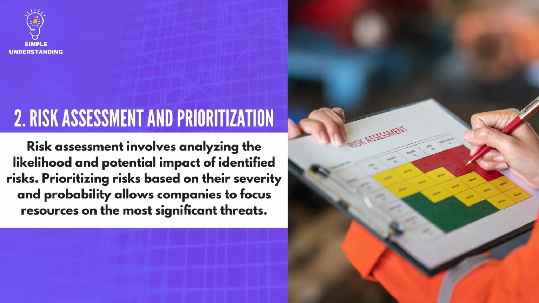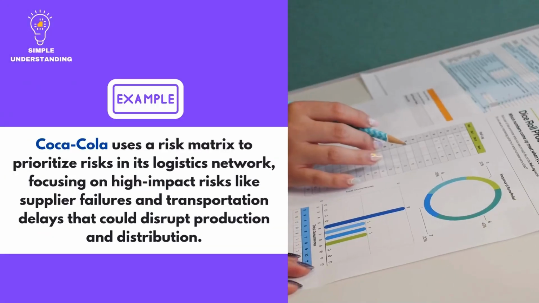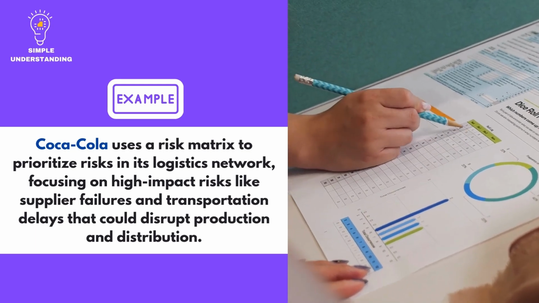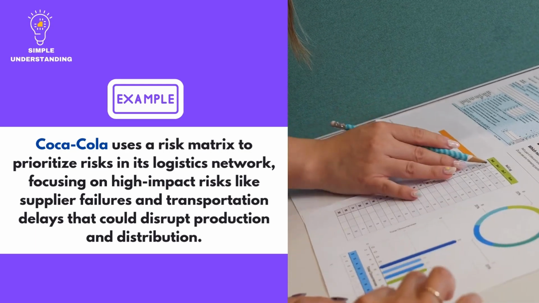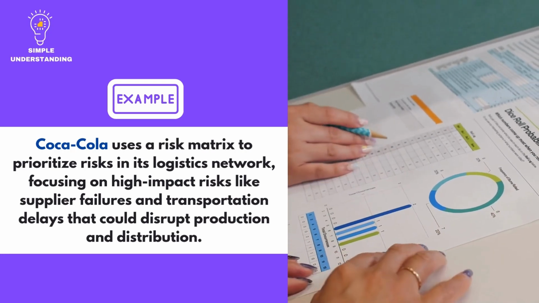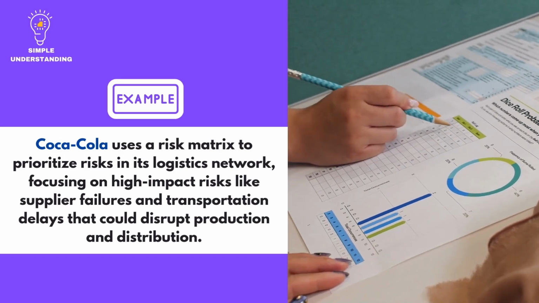2. Risk assessment and prioritization. Explanation. Risk assessment involves analyzing the likelihood and potential impact of identified risks. Prioritizing risks based on their severity and probability allows companies to focus resources on the most significant threats. Real company example. Coca-Cola uses a risk matrix to prioritize risks in its logistics network, focusing on high-impact risks like supplier failures and transportation delays that could disrupt production and distribution.